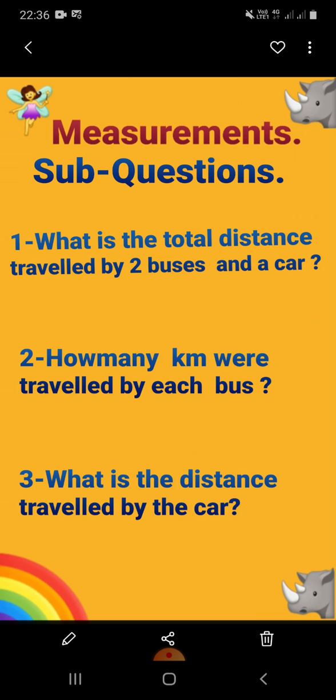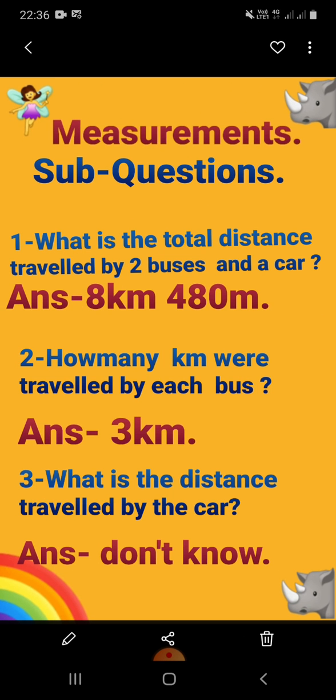Children, if you read the question very carefully, you will know all the answers because they are given in the question itself, right? So, here are the answers. The whole part, the total distance, is 8 km 480 meter, right? 2 buses and a car are travelling this much distance.